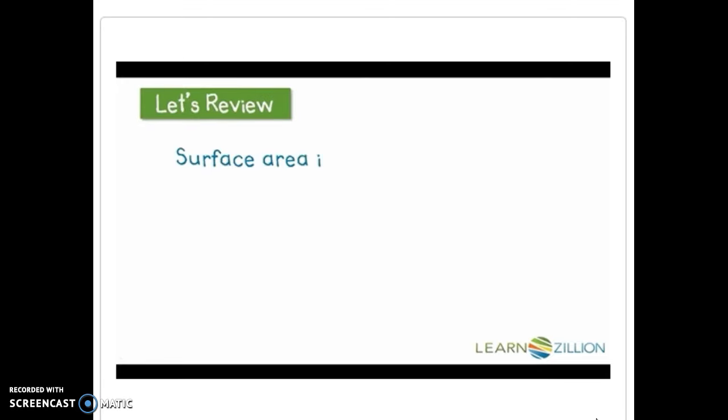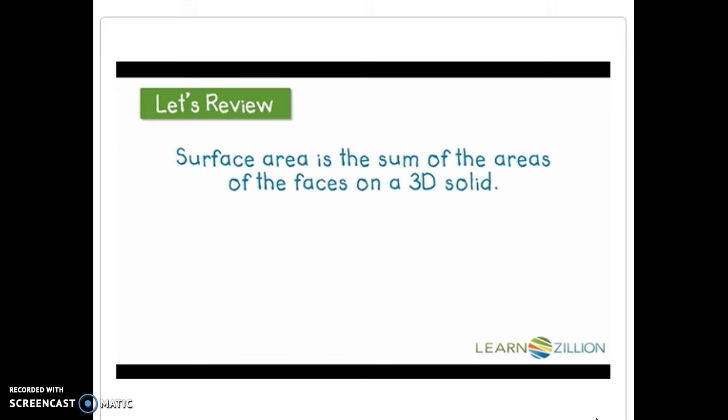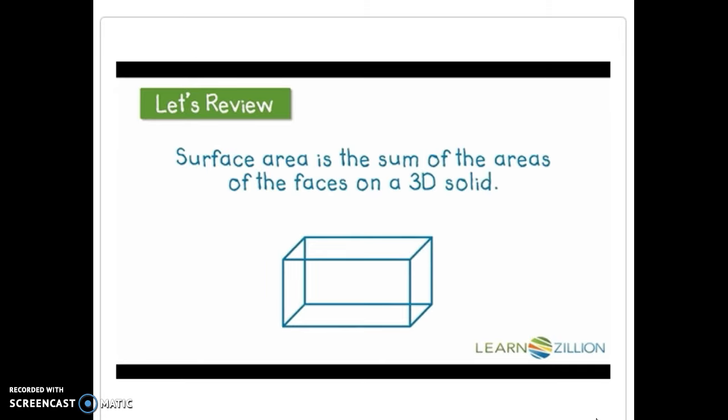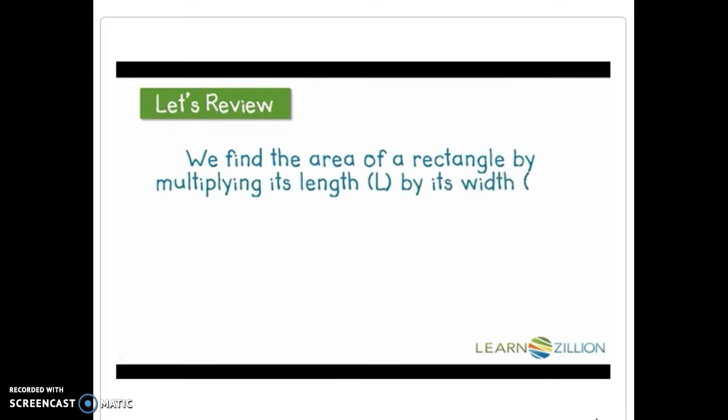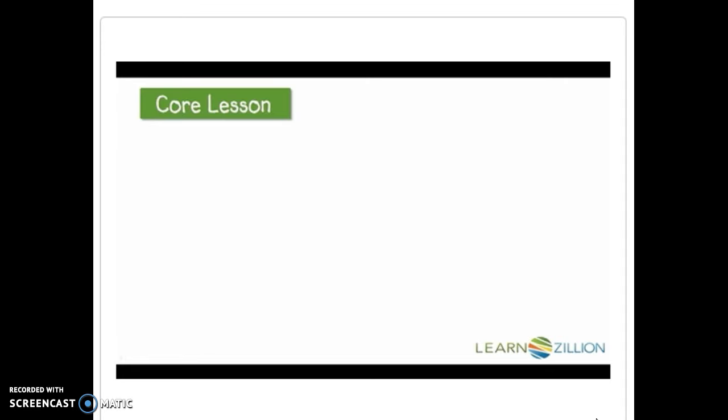First off, let's review what surface area is. Surface area is the sum of the areas of the faces on a 3D solid. In other words, if we add up each of these 6 faces, add up their areas, we will find the surface area. We also need to remind ourselves how to find the area of a rectangle, and we do this by multiplying its length times its width. In other words, we find area by taking L times W. That's the shorthand, the formula rather.